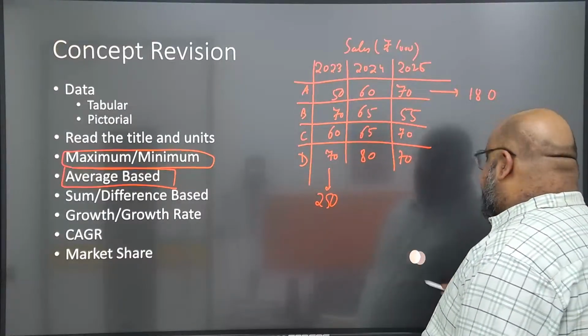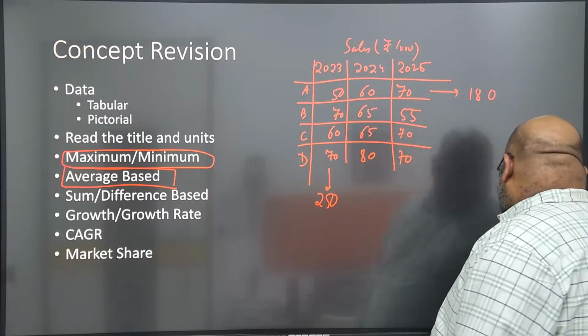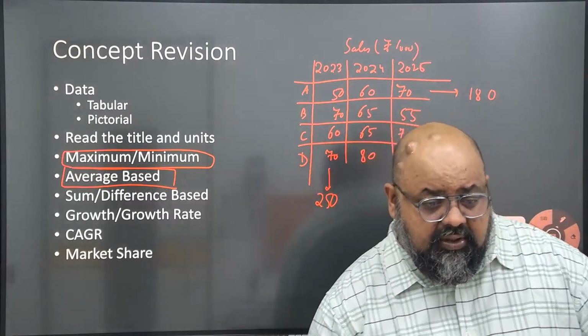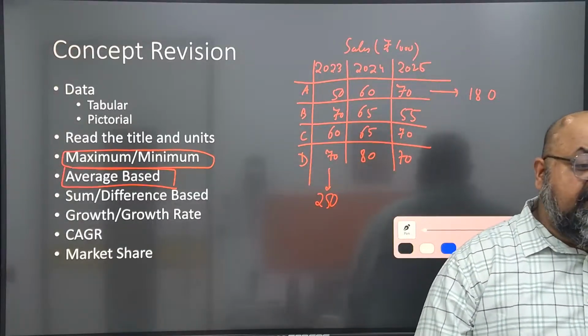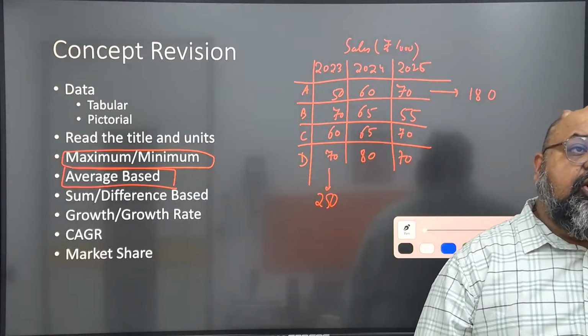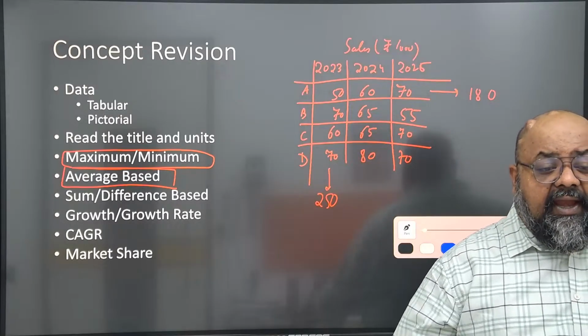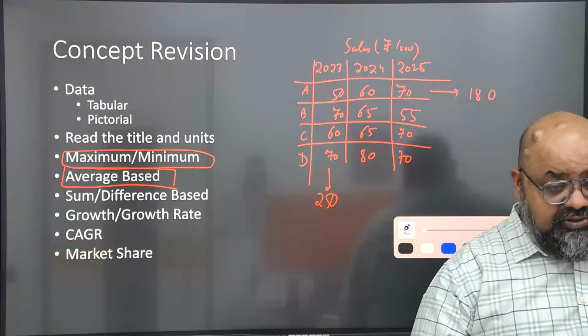We could have questions based on sum and difference. The most obvious question based on sum will be total sales for A. Sales for A in the year 2025, a sum based question. Or I could say what is the total sales for A in 2023 and D in 2025, a sum based question.